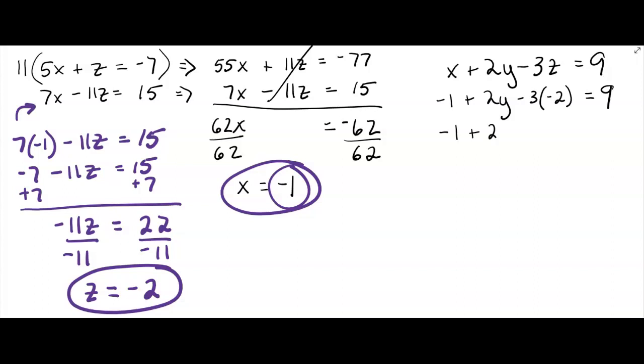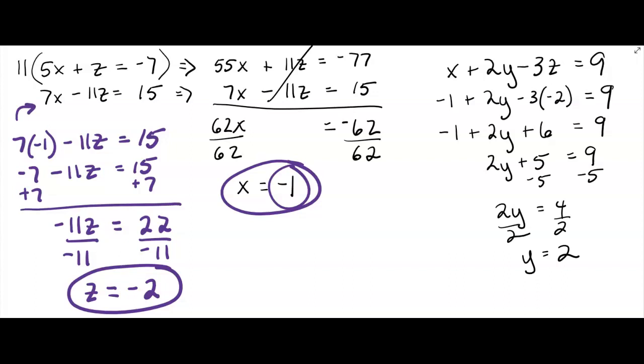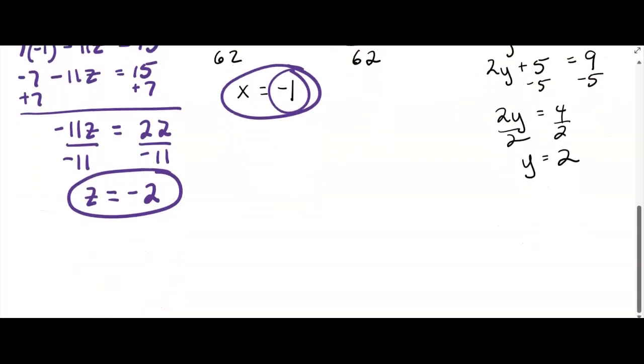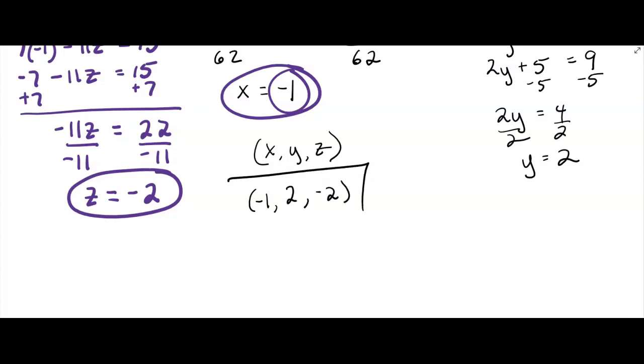So -1 plus 2y plus 6 equals 9. So 2y plus 5, combining the -1 and the 6, equals 9. Subtract the 5. 2y equals 4. Divide by 2. y equals 2. Okay, we're going to write our answer as an ordered triple. It will go x, comma, y, comma, z, like this, okay? But we're going to put the numbers in because we figured them out. So it's -1, and then 2, or y was 2, and z was -2. And so that was the answer.